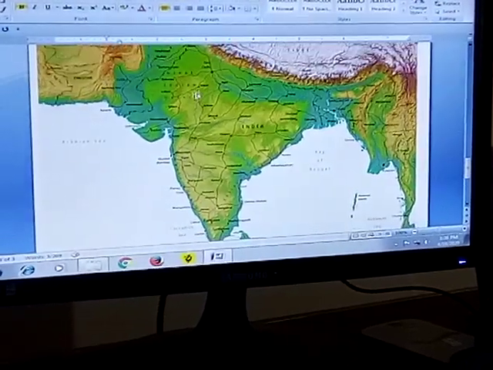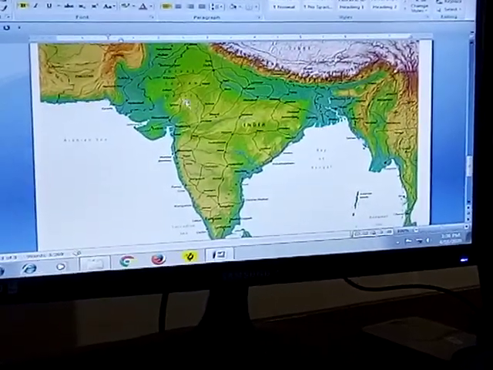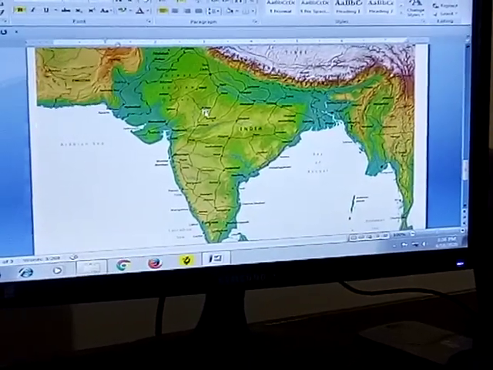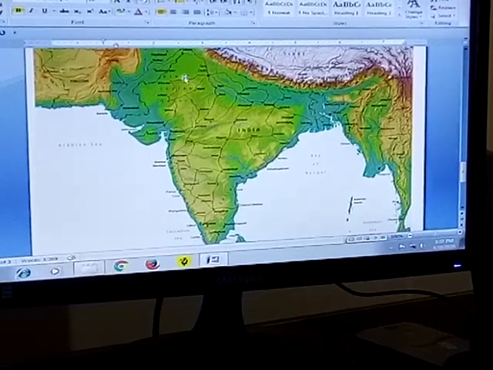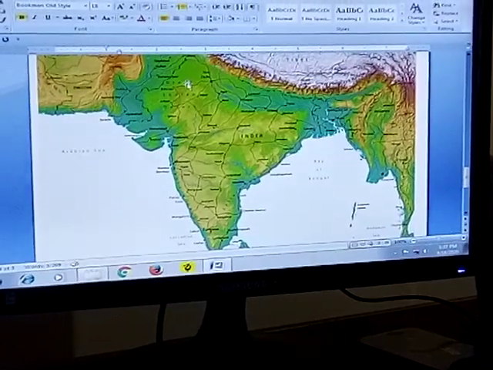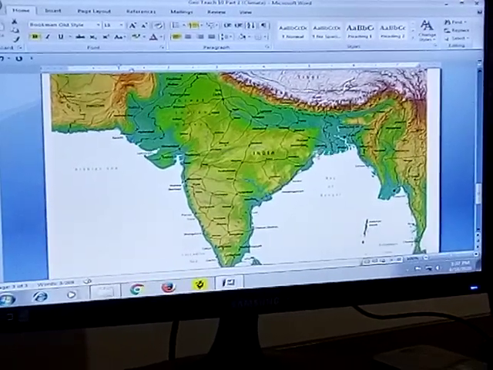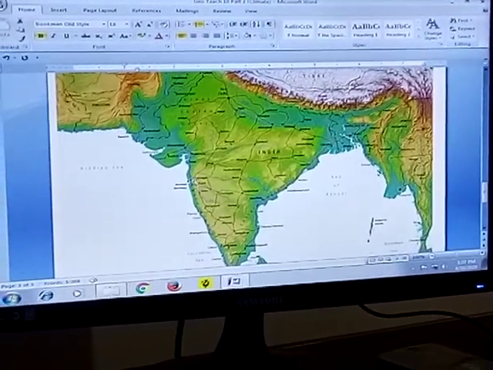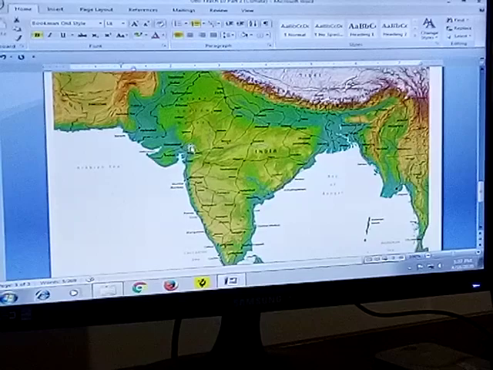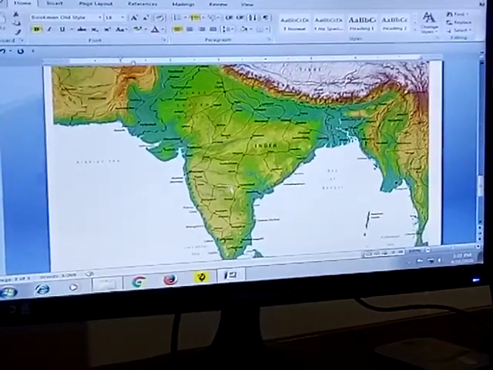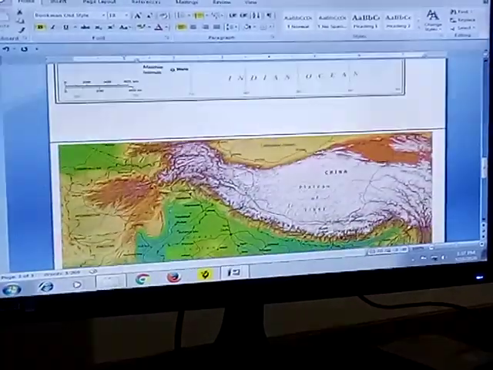places like these areas, which are far away from the sea, will have a continental type of climate. That means during the summer it is extremely hot, and during the winter it is very cold, whereas the coastal regions will have a moderate type of climate. During the summer they may not be so hot, and during the winter they may not be too cold.